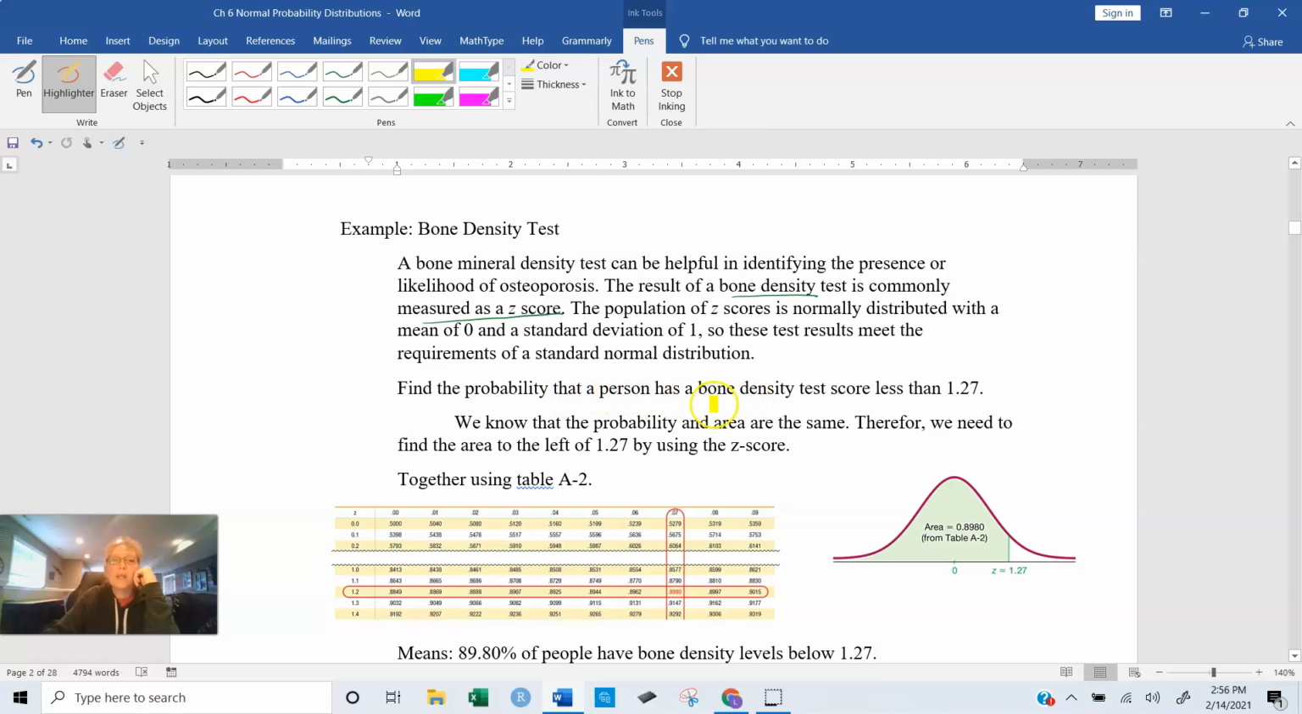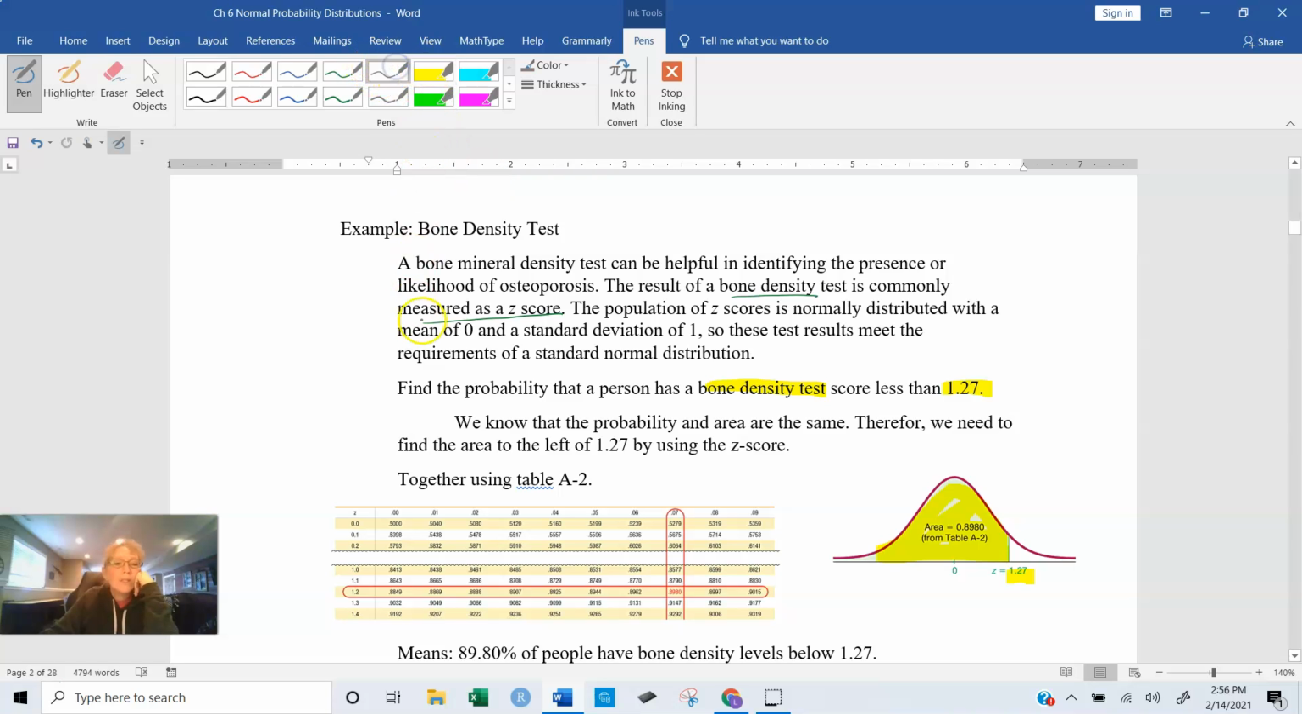So the probability a person has a bone density test score less than 1.27. So I'm 1.27 or lower. That's what this graph represents. We have not found that area yet, but we do know the z-score is 1.27 and it has to be less than, so we're doing this section of the graph.